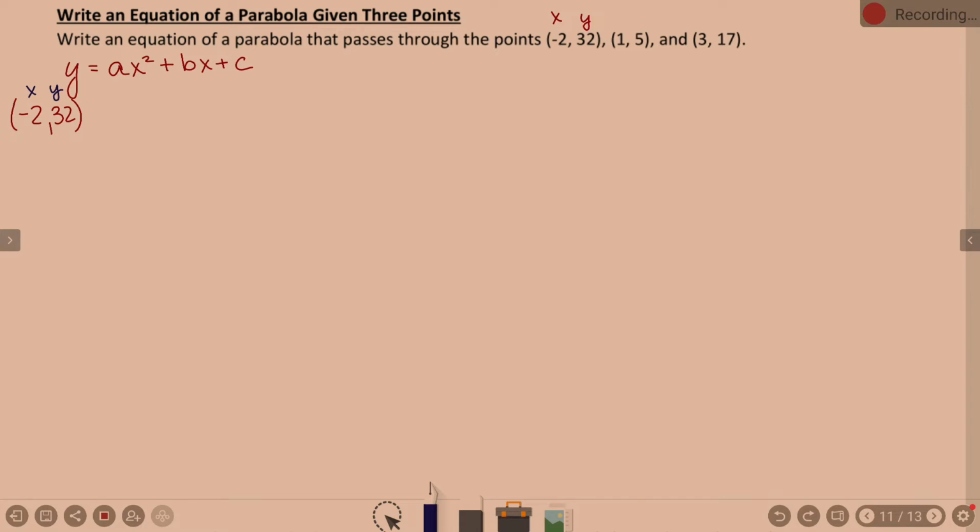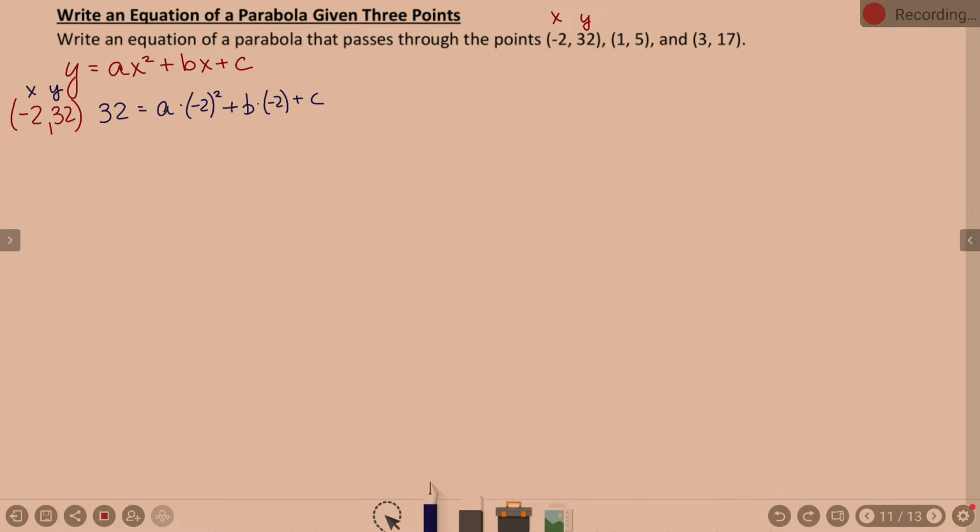And then when we write that equation, it's going to have a, b, c left. So one of the differences is instead of solving equations that have x, y, z, they're going to have a, b, c's. So y equals, I'm going to say 32 equals a times x squared, so negative 2 squared, plus bx, so b times negative 2 plus c.